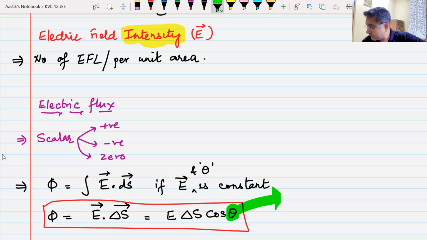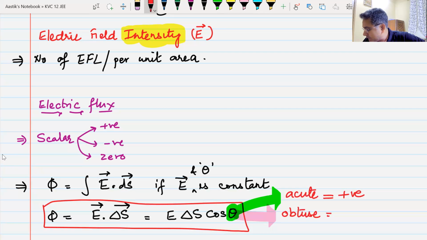If theta is an acute angle, then it is positive. Well done. Then if theta is an obtuse angle, then it is negative. And then the third one, theta is 90 degrees.